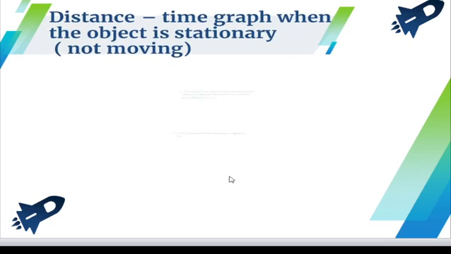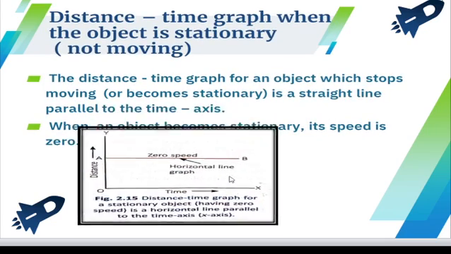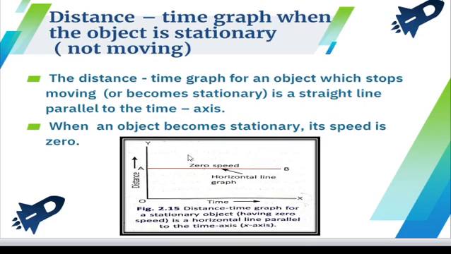And the next one is stationary, that is zero speed. When you see this graph, with the zero, x-axis and y-axis, always take time on the downside and distance on the upside. So when an object is at rest, we say it has zero speed.